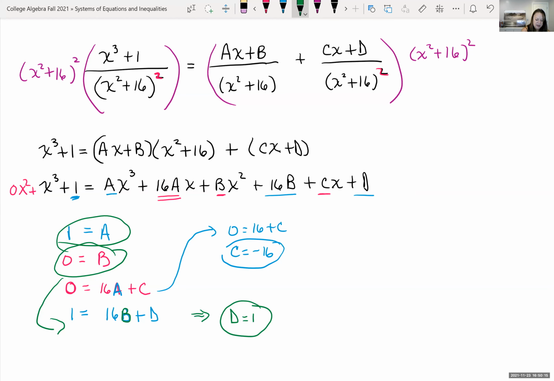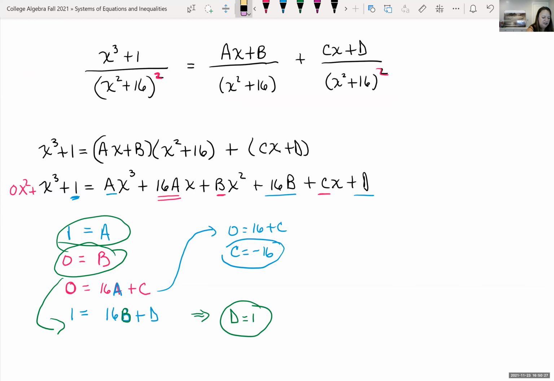Okay, so we know A, B, C, and D. So going back up into here, let's just rewrite what A, B, C, and D are in there. So this is equal to A, which we said was 1. So 1x plus B, which is 0. So x plus 0, we can just leave it as x, all over x squared plus 16, plus C. So that's a negative 16x plus D, which is 1, plus 1, all over x squared plus 16 quantity squared.